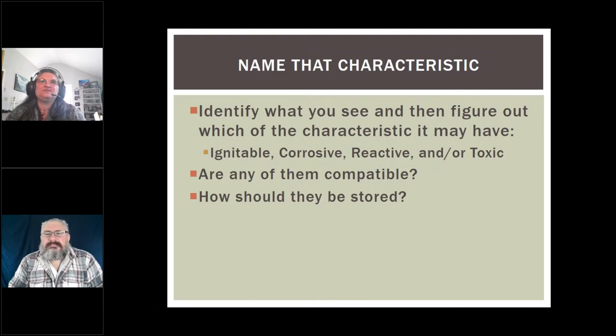Another one I thought about was an HHW cabinet that a facility was storing their materials in, and they had everything labeled. It was all pretty. They had their reactives separate, and in the containers, they had their acids separate from their bases. However, they had the acids on one shelf and the bases on the next shelf down. What if one of those shelves gives way? Then you're going to have an acid and base reaction, and you do not want that.